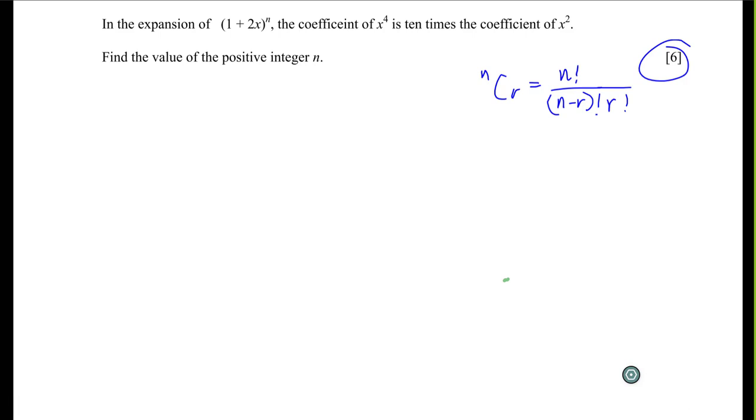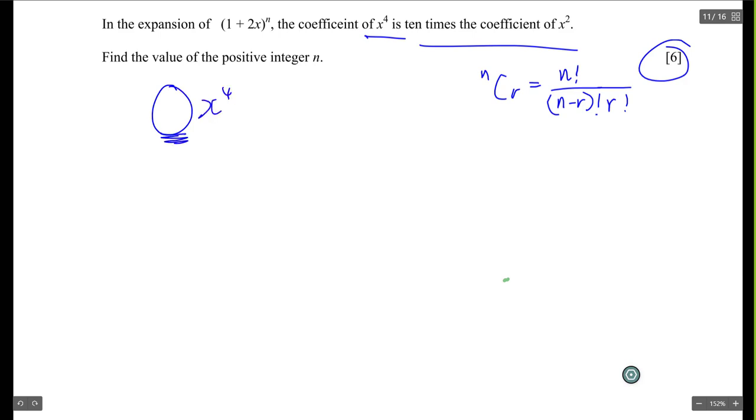So let's see. We know the coefficient of x to the power of 4 is 10 times the coefficient of x to the power of 2. That means later you will get something with x to the power of 4. This will mean its coefficient equals 10 times the coefficient of x to the power of 2. It means only their coefficients have the relationship.